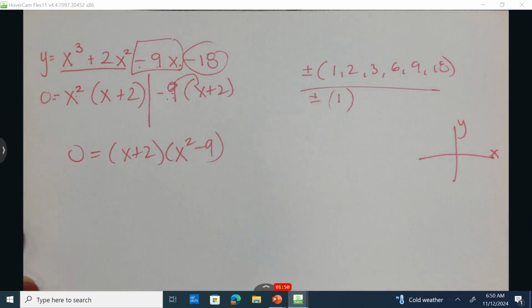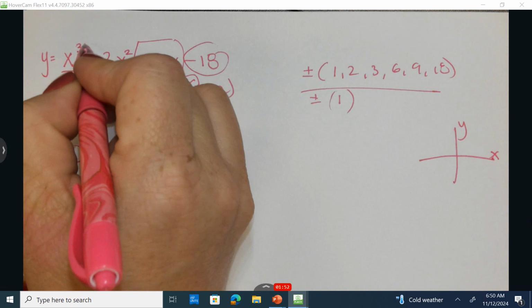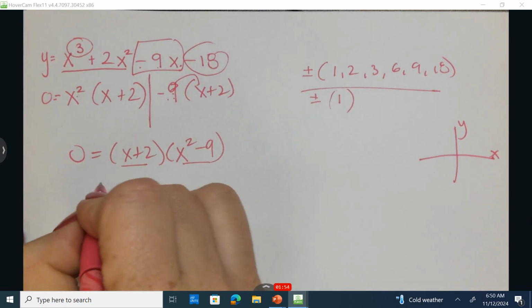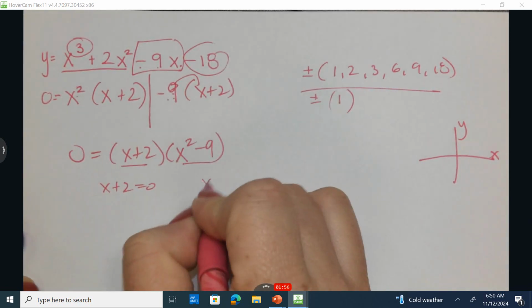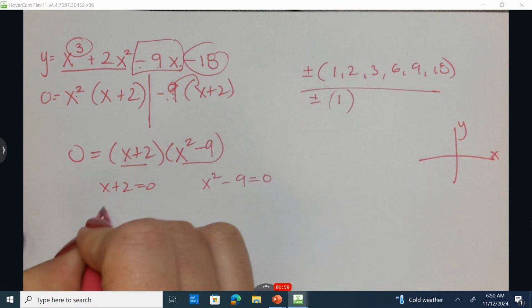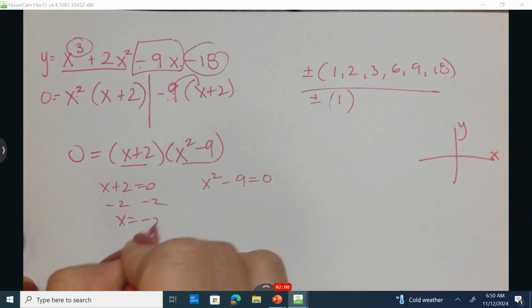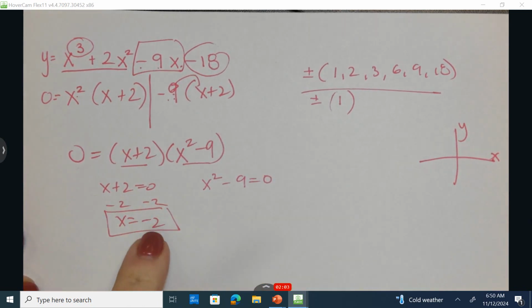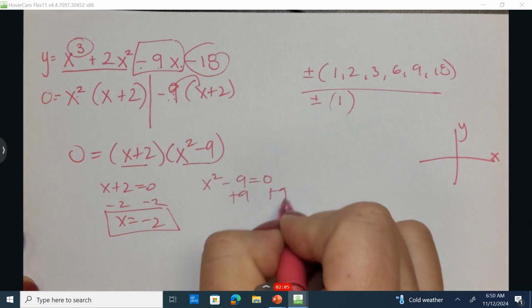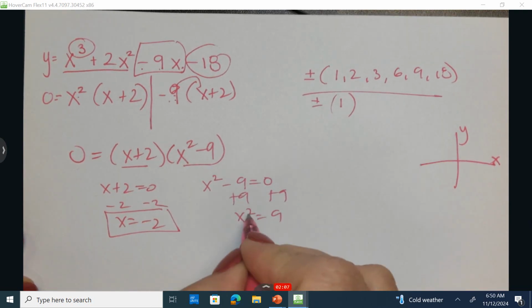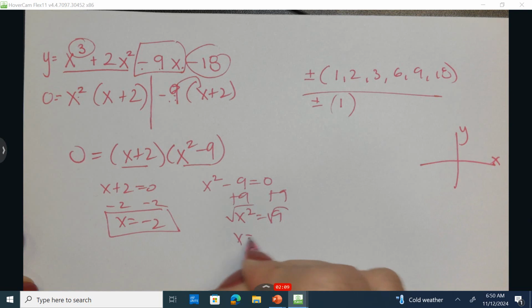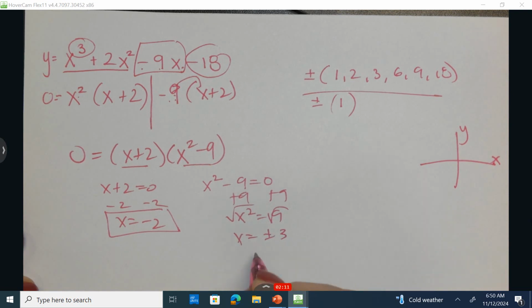Okay, so I have both of these. I'm going to set both equal to 0, and I'm going to solve. I'm looking for 3 solutions. X plus 2 equals 0, and x squared minus 9 equals 0. So one solution is negative 2, and this is real. And 2 solutions on the opposite side, plus or minus the square root of 9, which is 3. And so I have solutions of negative 2, positive 3, and x equals negative 3. So I have 3 real solutions.